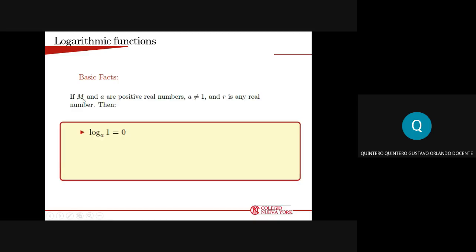All right. Before we continue with some beautiful and much needed exercises, let's talk about the basic facts. If m and a, these are two values, are positive real numbers, and we also know that a is different than 1, because that is one of the definitions of logarithms. Remember this value. The base cannot be 1, right? And r is any real number, then we have this. Look, logarithm to the base a of 1 equals 0. Why is this a basic fact? Why? Simple.